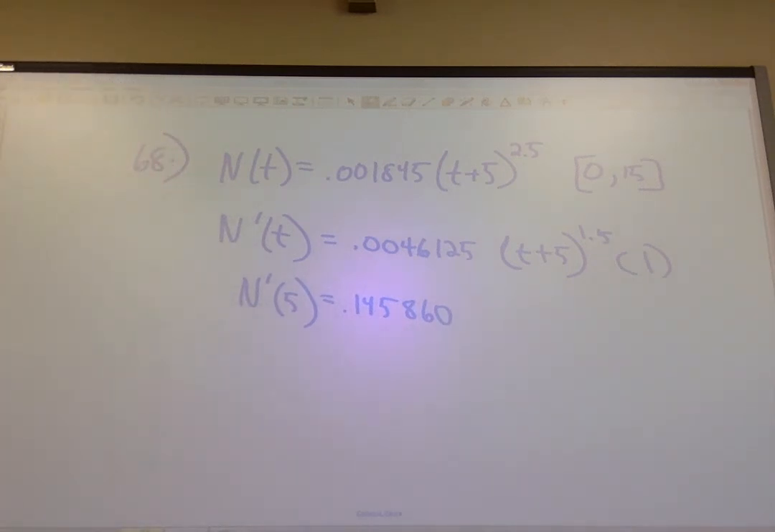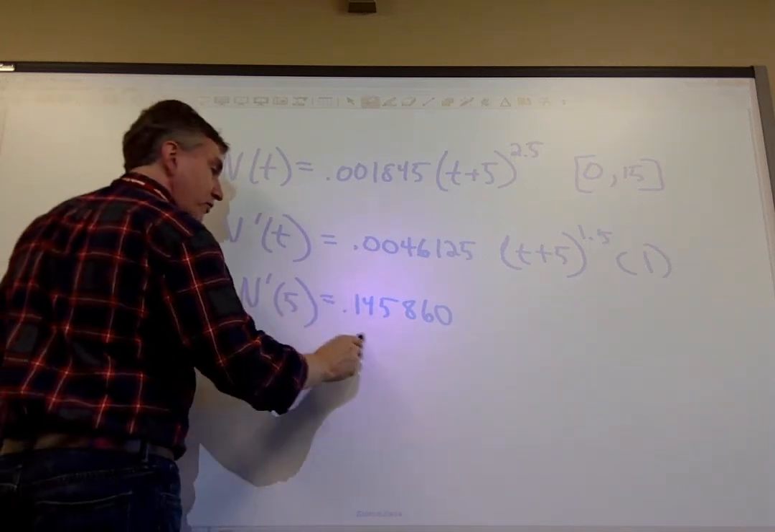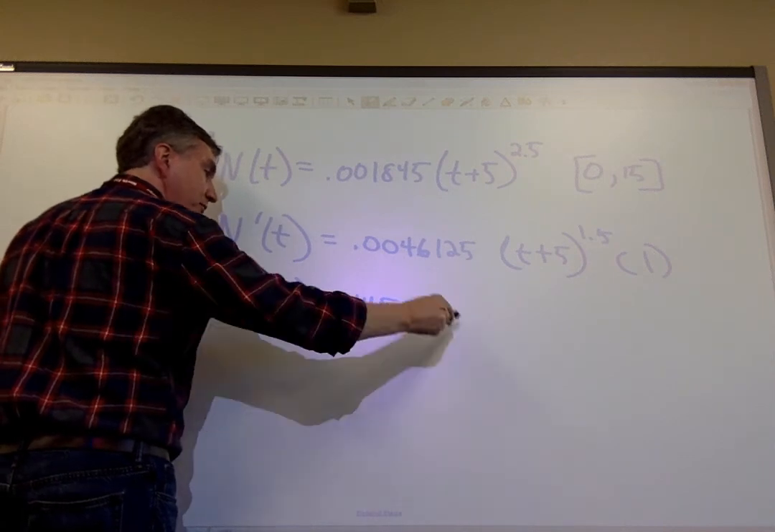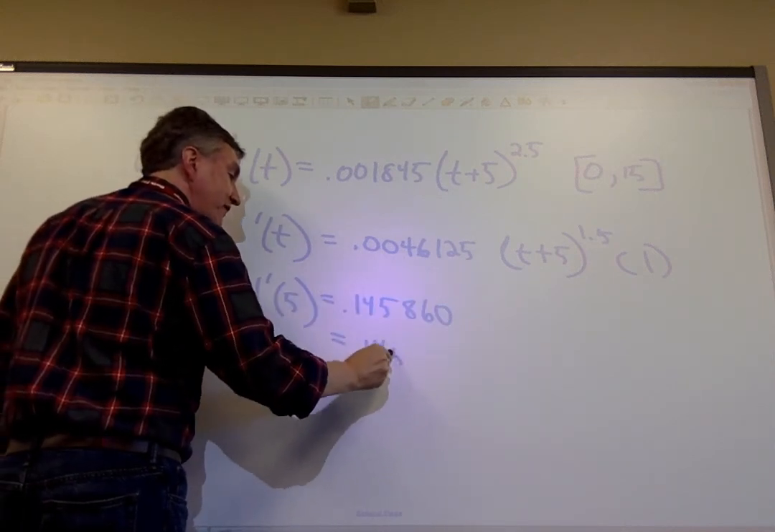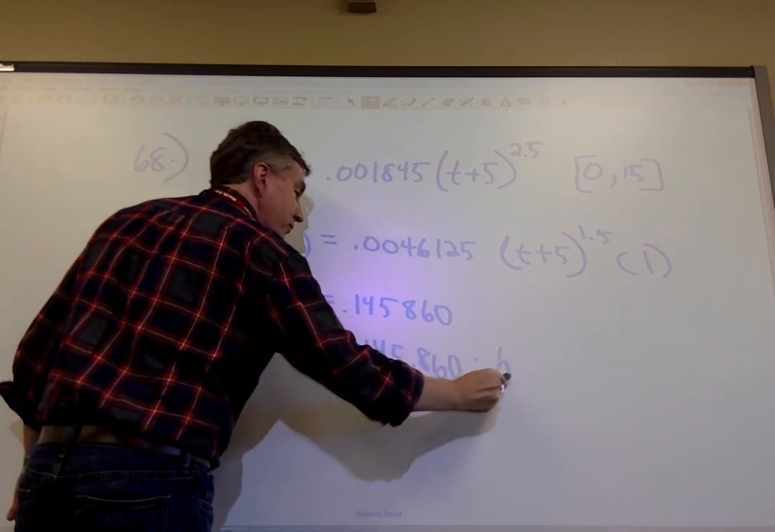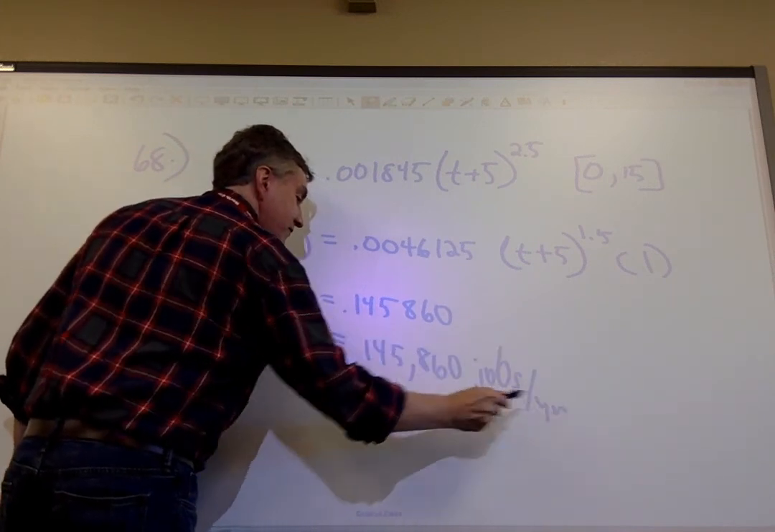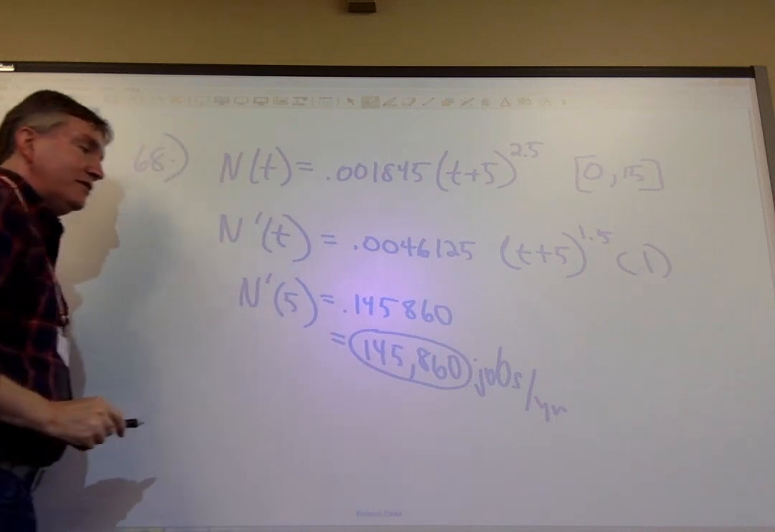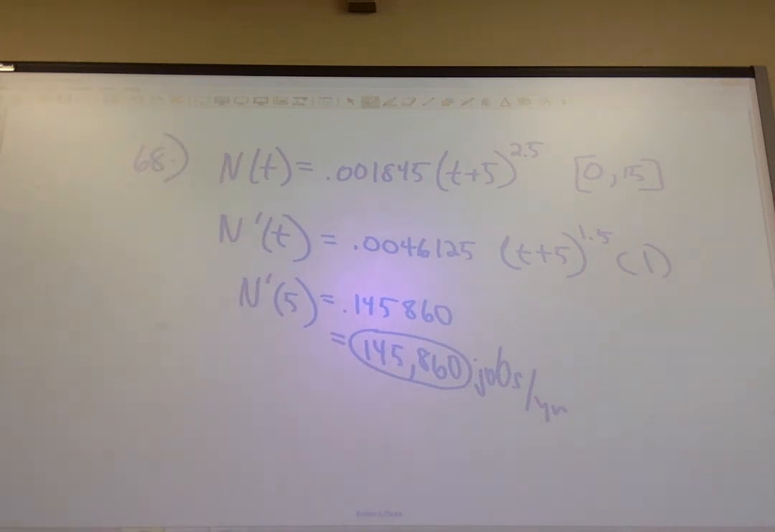If that is in millions, what is that number? 145. Yes. If you multiply this by 1,000,000, it's 145,860 jobs. What would that be per year? That's the rate of outsourcing in 2005. The outsourcing is increasing by 145,860 jobs per year.